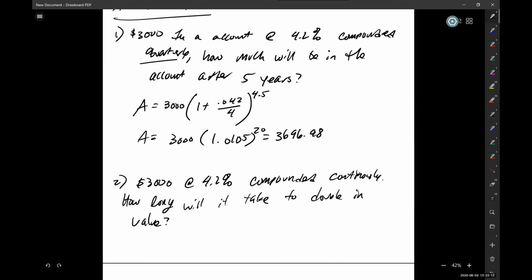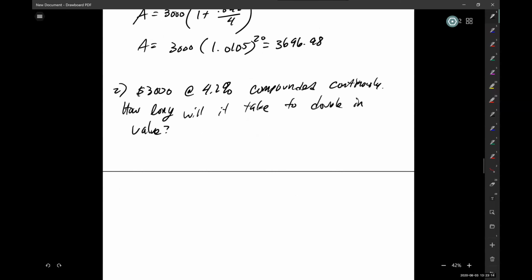Okay, so we're doing continuous interest. So A is equal to P e^(rt). Since we want to double the value, I know that my A is going to be 6,000 because we're doubling. My principal is 3,000. Then the rate is 0.042. And we don't know for how long, so that's my unknown variable.